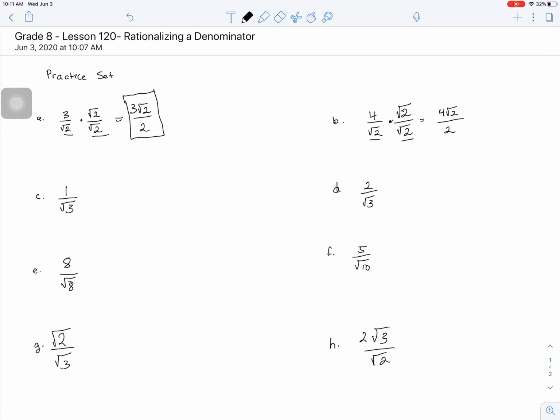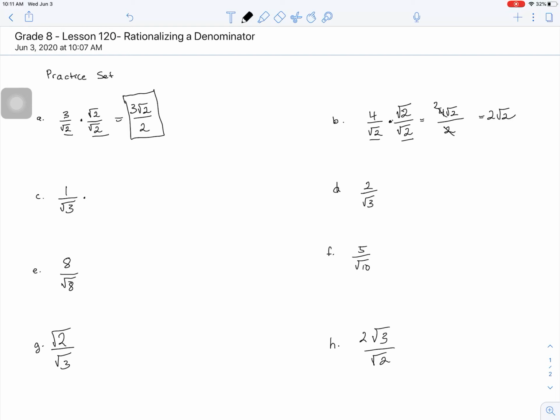Now, when you look at this, we're not finished because 2 and 4 can take each other out, which means that we are left with 2. So our answer is 2 times the square root of 2. So make sure you kind of work through it to make it as simple as possible once you're finished.